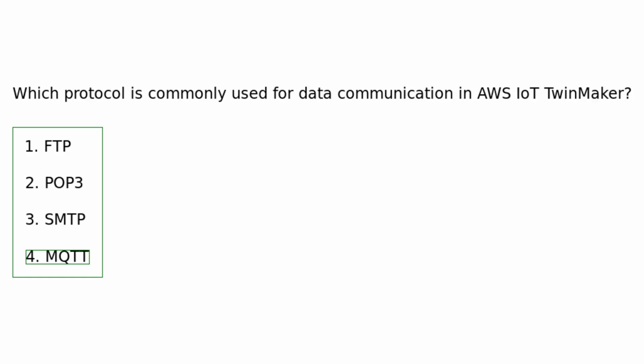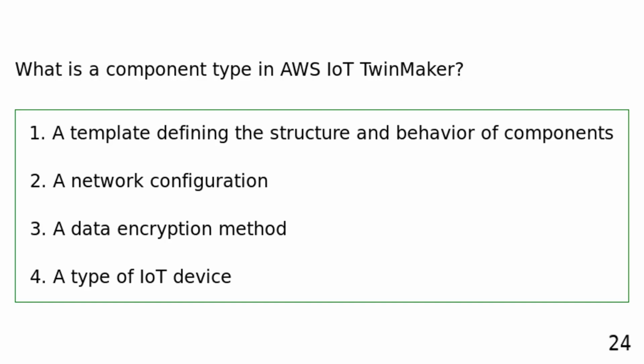MQTT is commonly used for efficient data communication in AWS IoT TwinMaker. What is a component type in AWS IoT TwinMaker? A template defining the structure and behavior of components. A network configuration. A data encryption method. A type of IoT device.